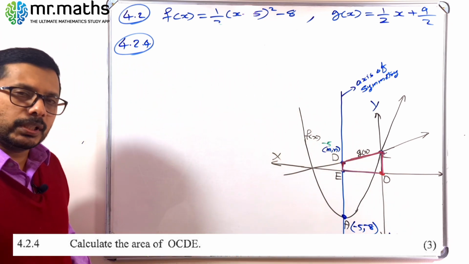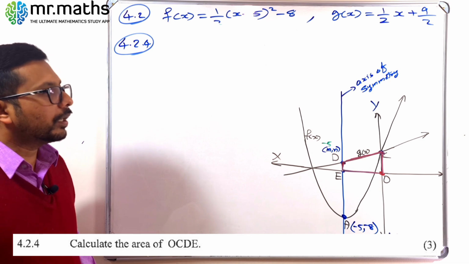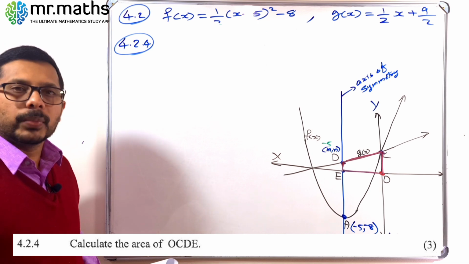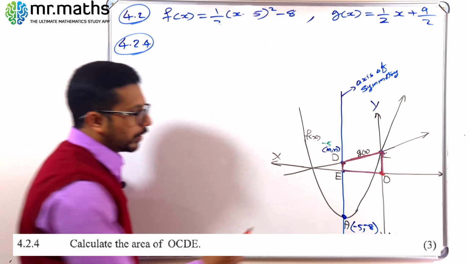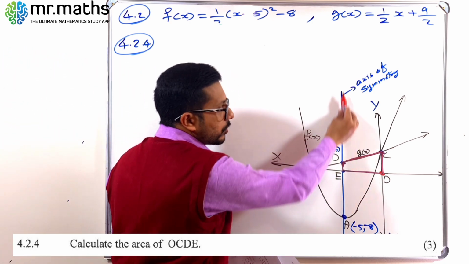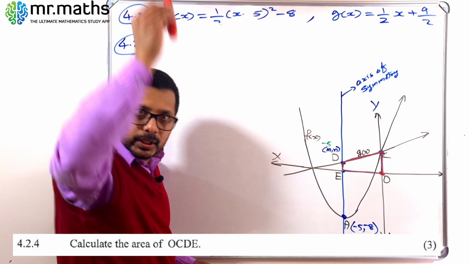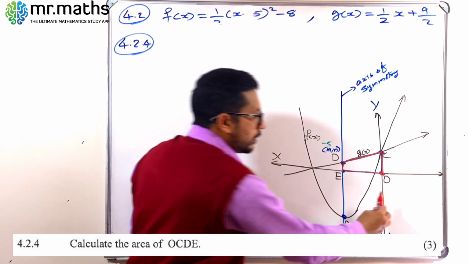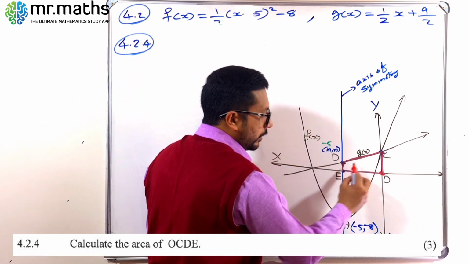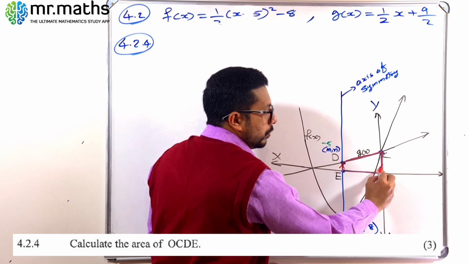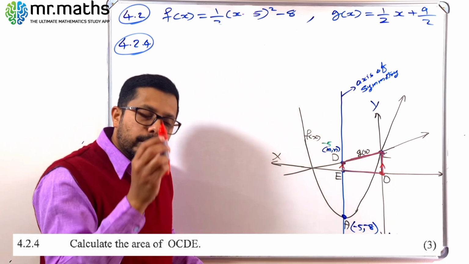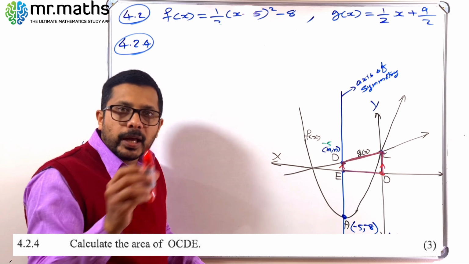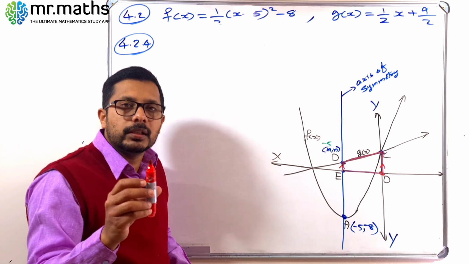Can you see that OCDE is a rhombus? I mean, not a rhombus, sorry, it's a trapezium. Look at this one. This is the axis of symmetry, am I right? That is perpendicular like this, and this y-axis is also perpendicular. That means these two lines are parallel. So if opposite lines are parallel, it means that it is a trapezium.